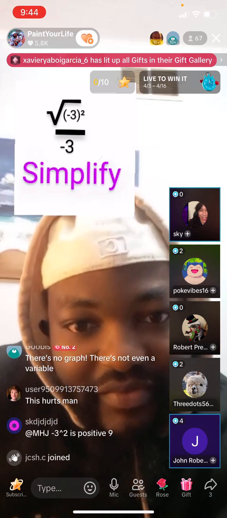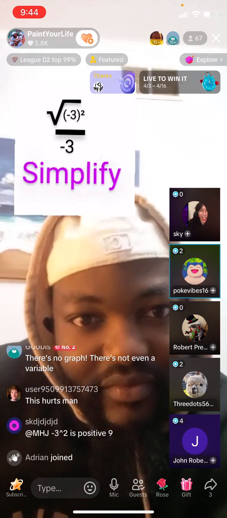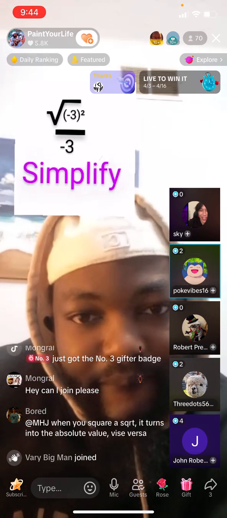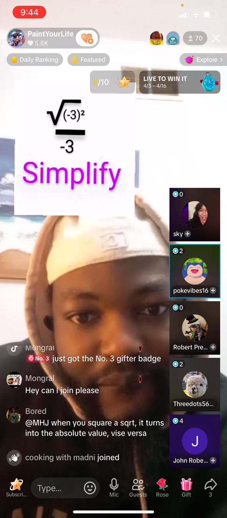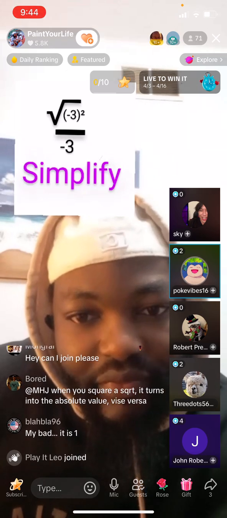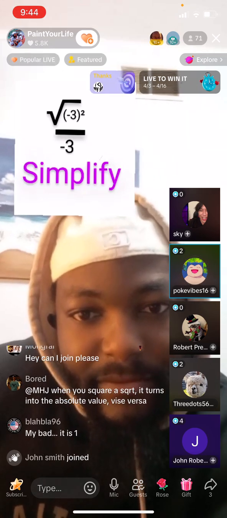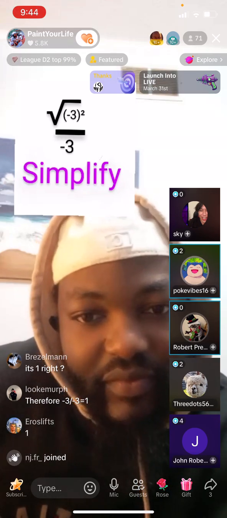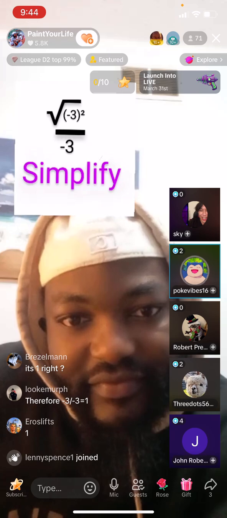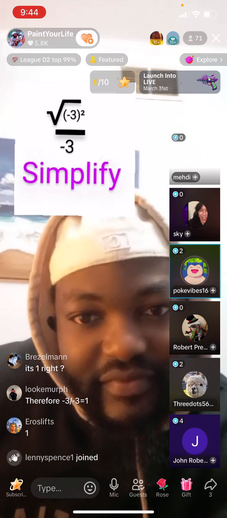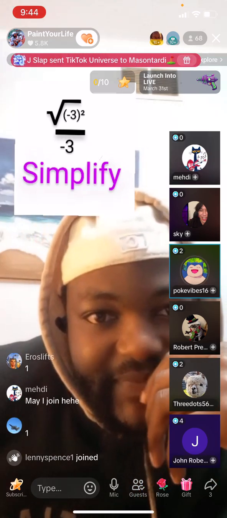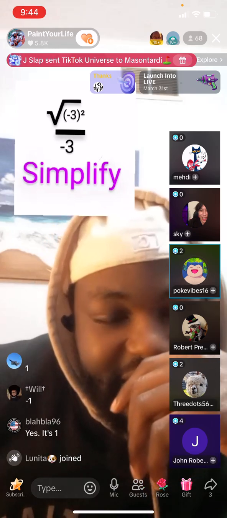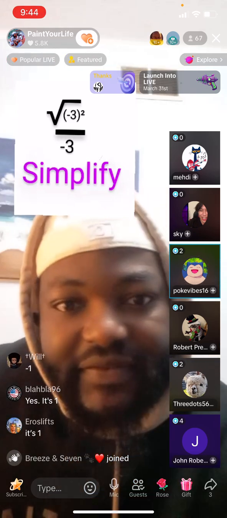Go ahead. The definition of a square root is a number that when multiplied by itself gives you the original value. If you do the parentheses first, you get the square root of 9. The square root of 9 is plus or minus 3. 3 times 3 is 9, and -3 times -3 is also 9. So 3 divided by -3 is -1, and -3 divided by -3 is 1. So it's plus or minus 1. If you guys don't want to accept it, then not.